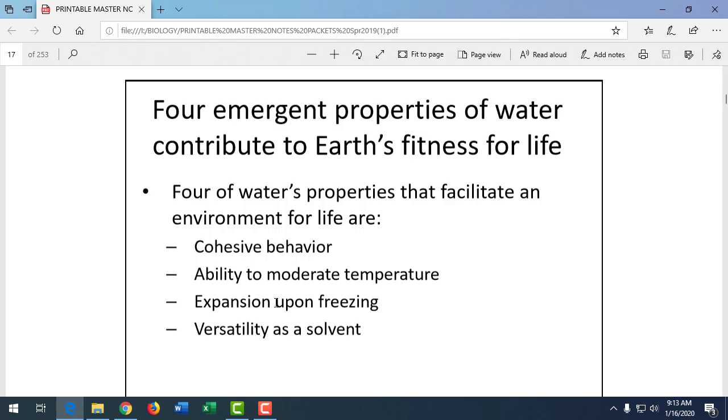Adhesion and cohesion, yeah. Okay, so it can moderate temperature. Your body is mostly water. So when you go outside and it's 10 below, you don't freeze solid because you're all water, and that water takes a lot of energy.